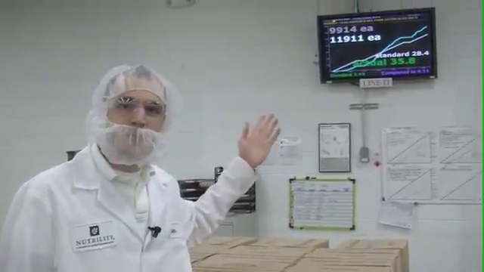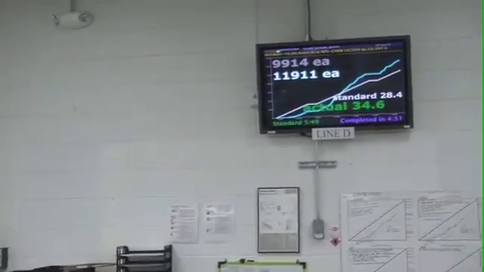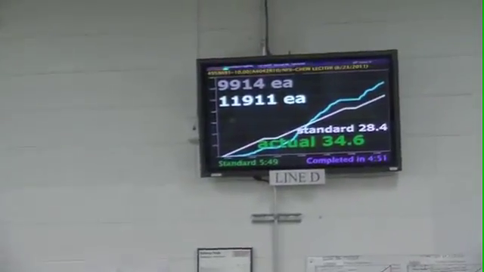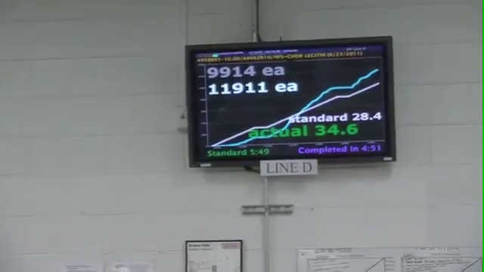So this is our Visual Factory system. Visual Factory is meant to show the production of the line throughout your order, throughout the day, throughout every shift. So right now you can see two different lines on Visual Factory. You have the gray line. That's your standard line. That's the rate at which the line leads. The line itself should be moving.